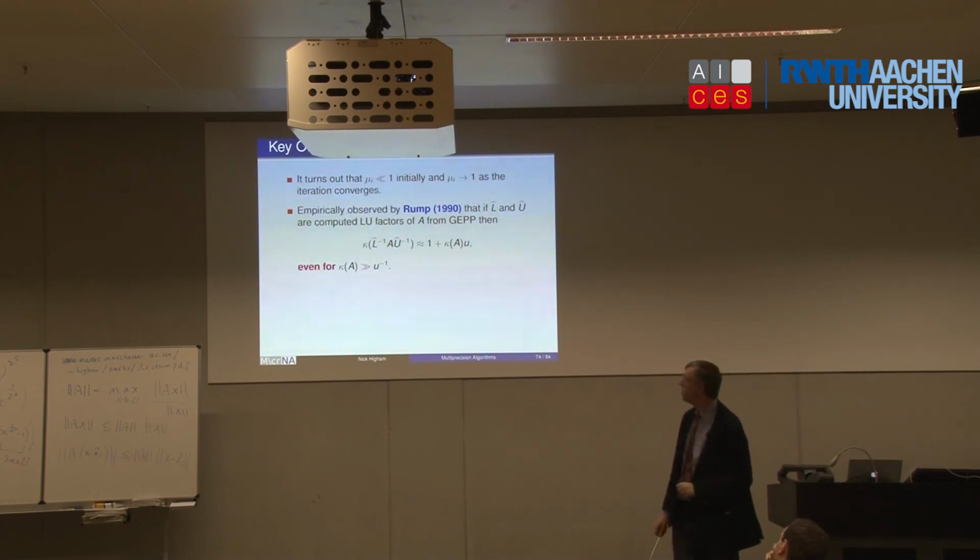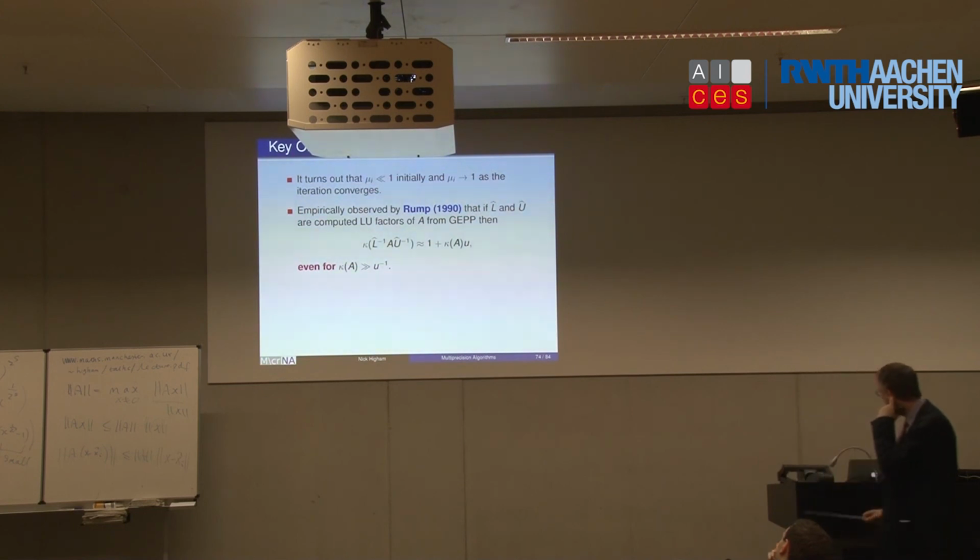So, well, it turns out that mu_i is normally less than 1, much less than 1, and it converges to 1 as the iteration converges. Why? And how can we exploit that?